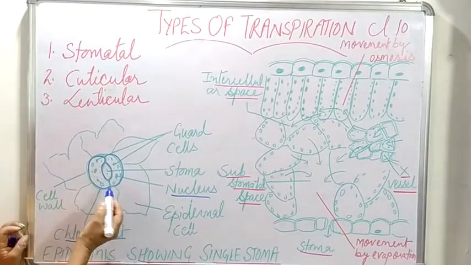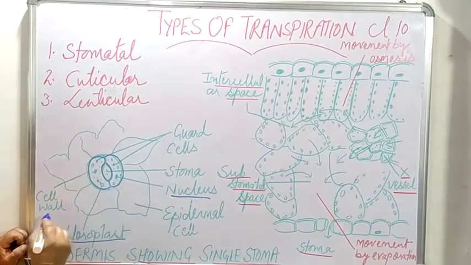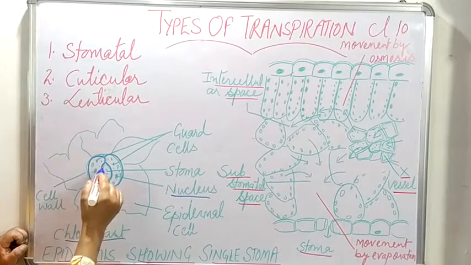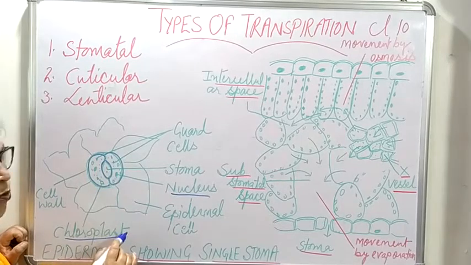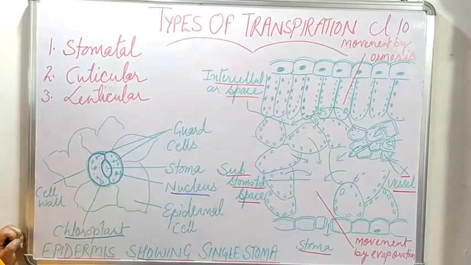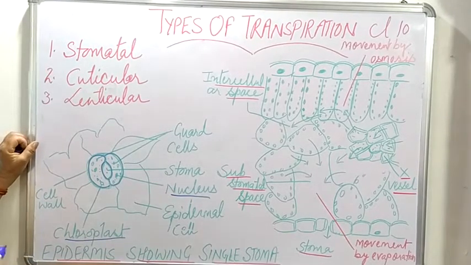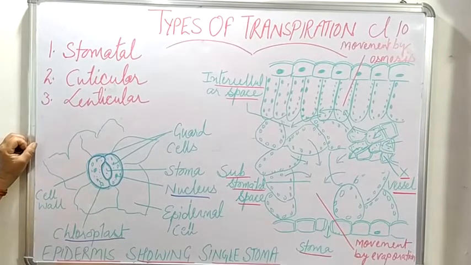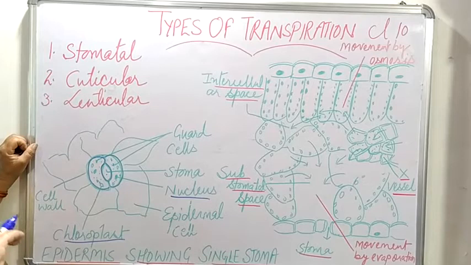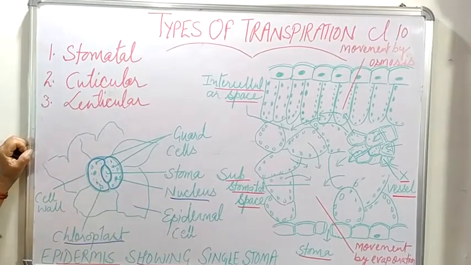So each stoma is surrounded by two guard cells. These guard cells have an outer thin cell wall and an inner thick cell wall. They also have a number of chloroplasts and a nucleus in them. Now, as I told you, these stomata remain open during the daytime so that during photosynthesis carbon dioxide can be absorbed and oxygen will be released through the same stoma. At night these stomata will remain closed.